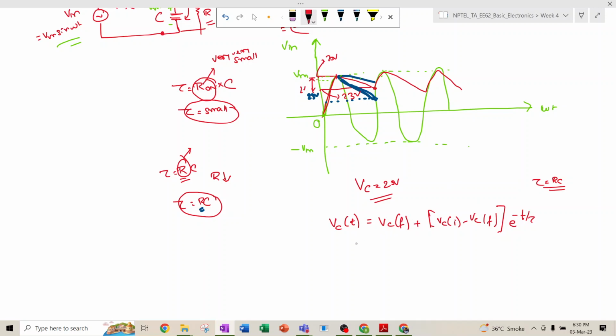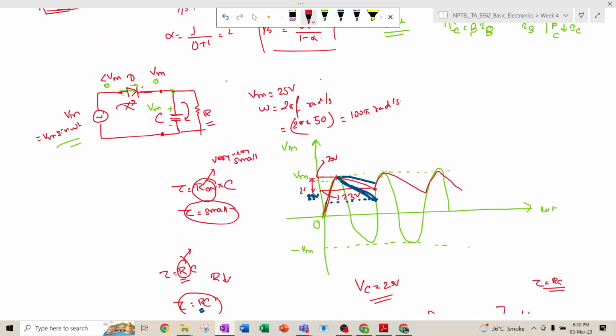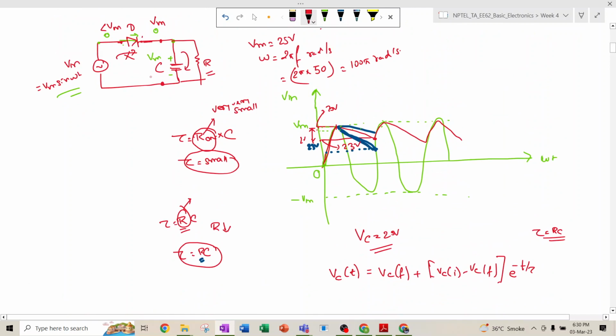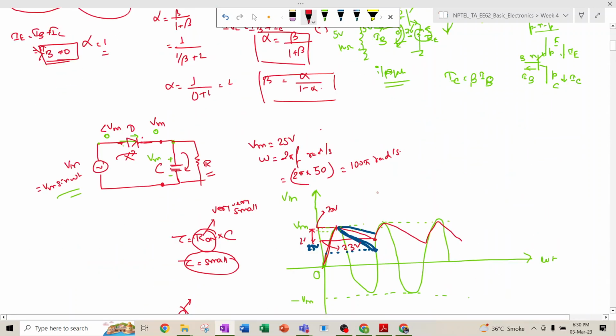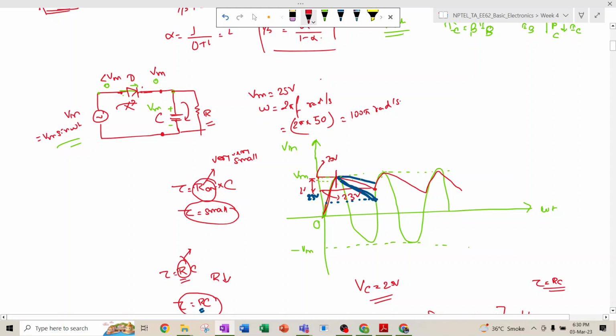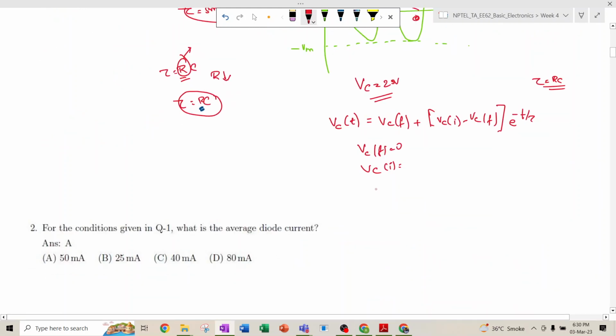Okay, so now, if this resistance is connected for a long time, that means for a long time the diode is off, then the capacitor charge will discharge fully, so the final value will become 0, and initially the capacitor is fully charged. So we are considering this point where it is fully charged, and if it discharges for a long time, then it will become 0. So this is the final value 0 and this is the initial value, which is nothing but Vm, that is 25 volt.